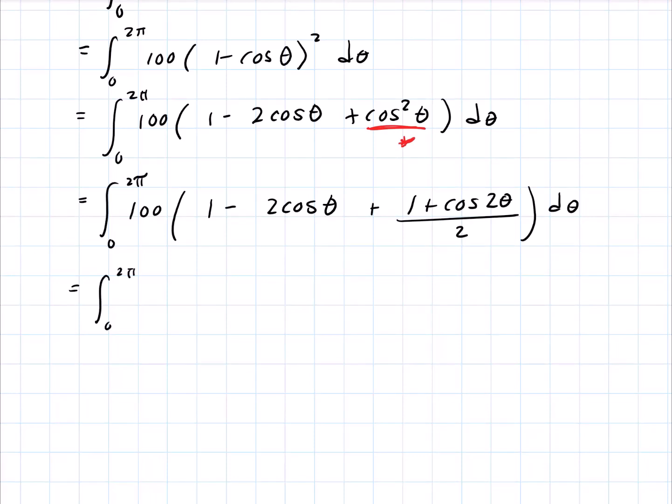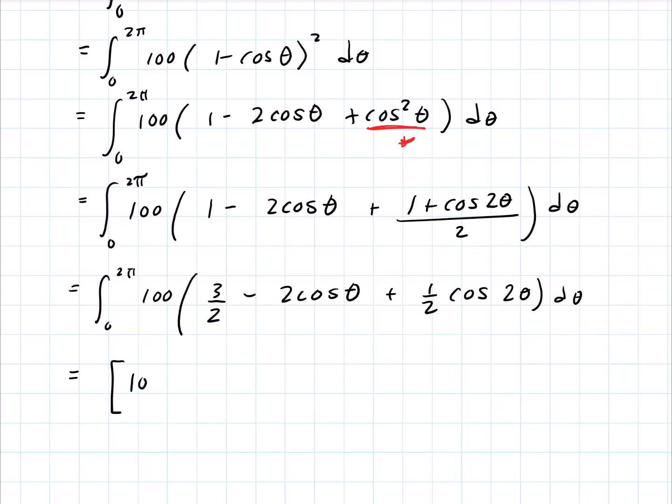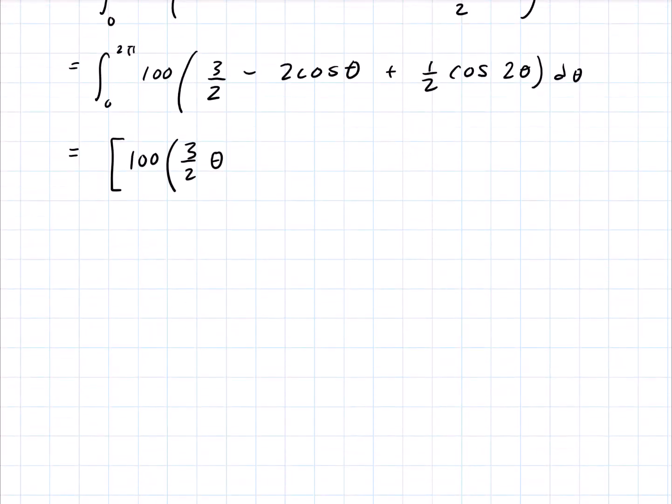0 to 2 pi, we still have 100. I'm going to go ahead and collect those and make that 3 halves, 1 plus the 1 half, minus 2 cosine of theta plus 1 half cosine of 2 theta, d theta. And now let's actually integrate. So we're going to have 100 times 3 halves theta, minus 2 sine of theta, plus 1/4 sine of 2 theta, all evaluated from 0 to 2 pi.